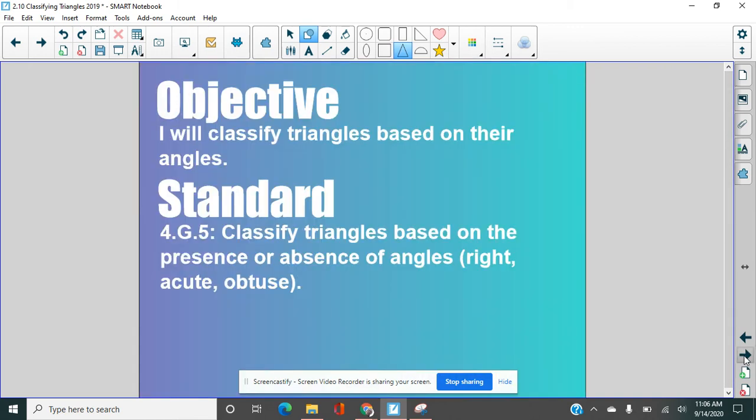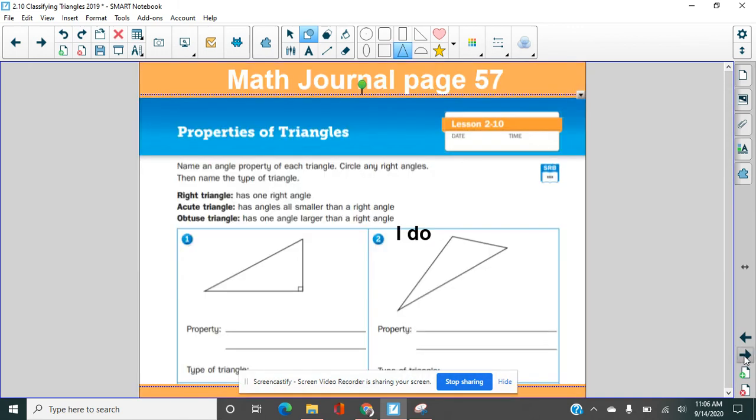All right, here we go. There's our goal. Now it's your turn to do this goal. Actually, I'm going to help with one of these. So go ahead and open Math Journal to page 57. Okay, let's do number two here together, right? So here are our three types of triangles. And so we're going to look at this triangle here.